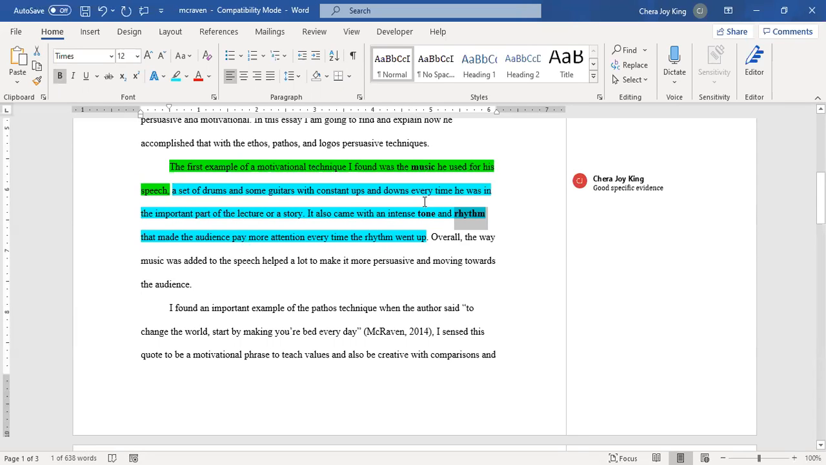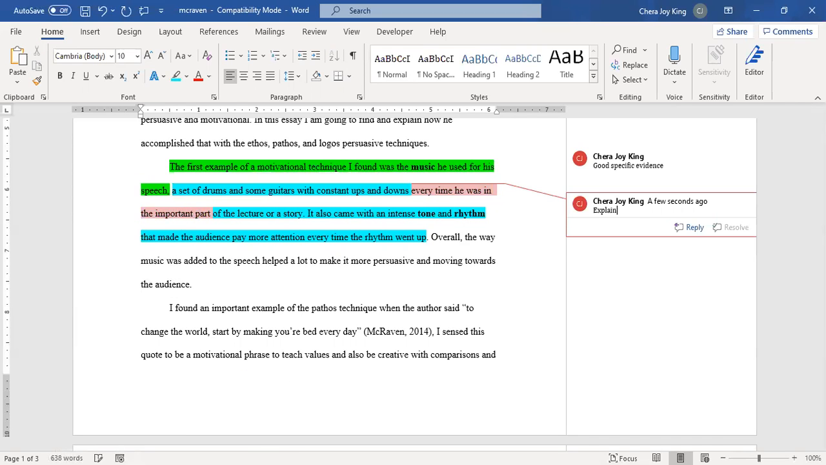It could be a little bit more specific because he says every time he was in an important part. You could explain that part. It doesn't require more words, but he could say there were some drums and guitars when he was talking about the future. It's really the same amount of words, it's the same amount of space, but it is not as vague, it's more specific. It also came with an intense tone and rhythm that made the audience pay more attention every time the rhythm went up.